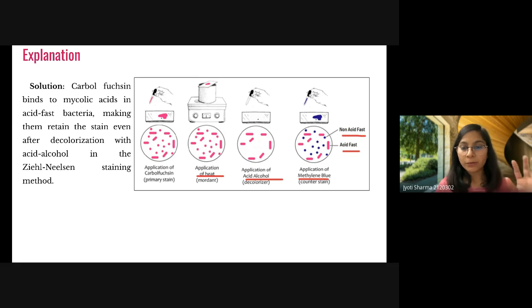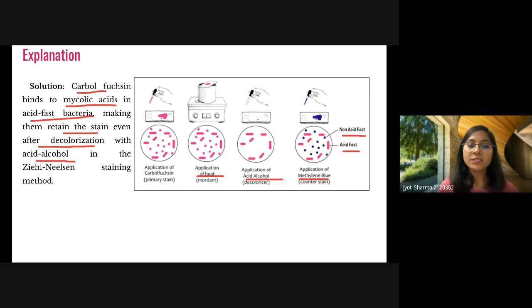Sorry, I was saying acid fast and acid slow, but no, it is acid fast and non-acid fast. So what will happen? The carbol fuchsin binds to the mycolic acid in the acid fast bacteria, and that will retain the stain even after decolorization with the acid alcohol. And this is how it will tell you whether your bacteria is acid fast or non-acid fast, using the dye carbol fuchsin. Okay.